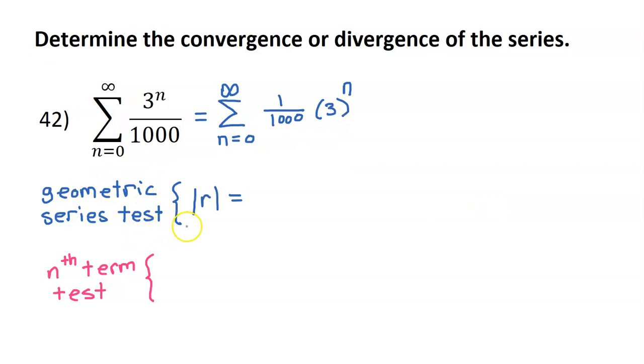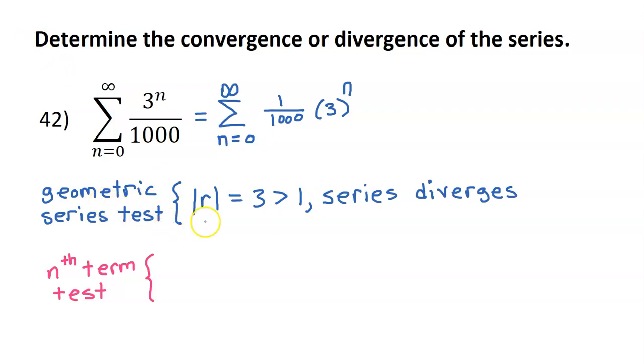For the geometric series test, you always start by asking yourself, what is the absolute value of r? And you have to actually write this down. Well, r is 3, so that means the absolute value of r is also 3. But what aspect of this tells us the answer? What's important is that this is greater than 1. You must write greater than 1.